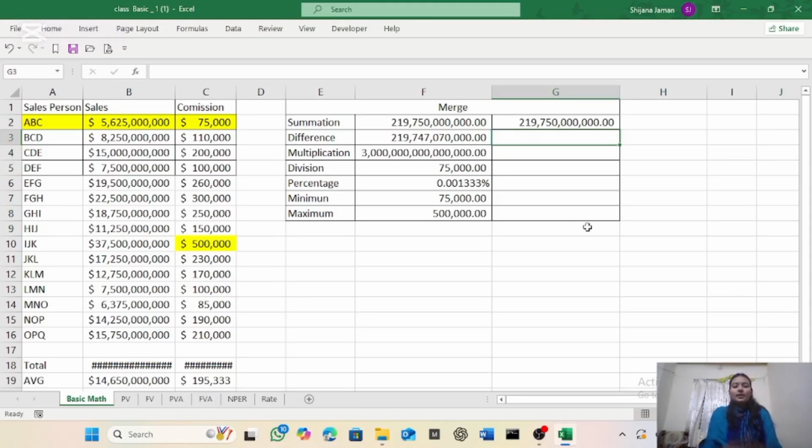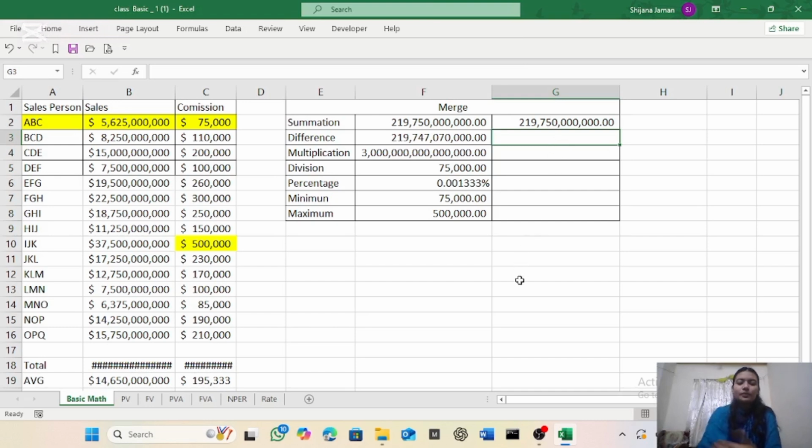Today we are diving into some basic math like present value, present value annuity, future value annuity, and NPER rate using Microsoft Excel. If you are a student or a professional or just looking to boost your Microsoft spreadsheet skills, this one's for you. So let's start.